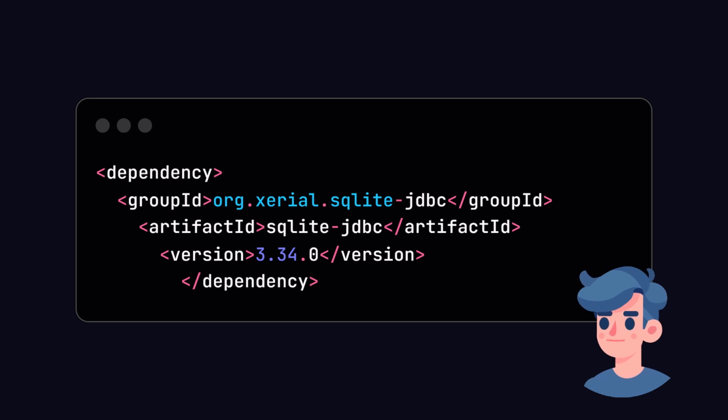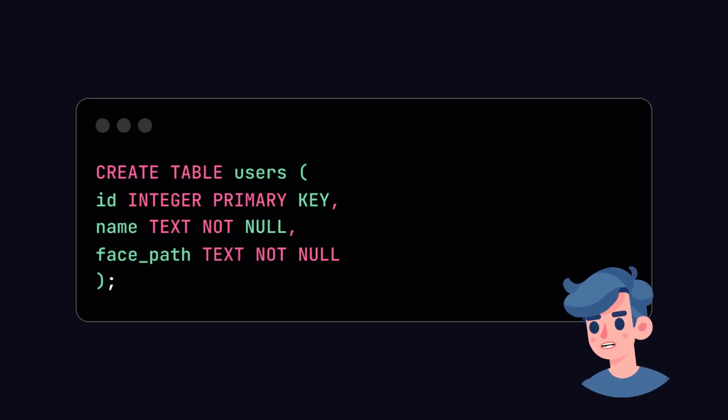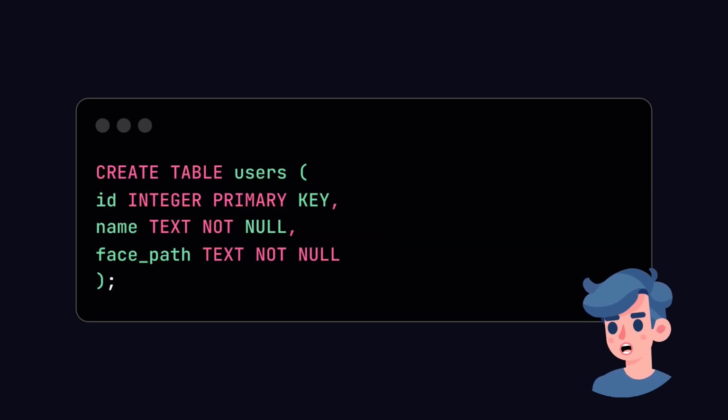Now that we have both face detection and recognition implemented, it's time to connect our app to a database. We'll use SQLite for simplicity. Add the SQLite dependency to your Maven POM file. Once you have added the SQLite dependency, you can set up a database to store user data and their associated images. You will need to define a schema for user profiles.